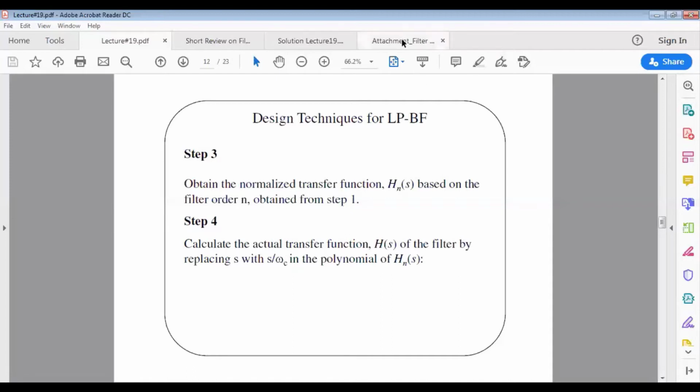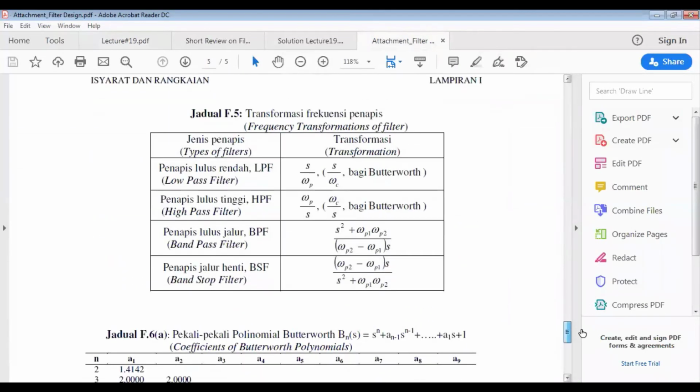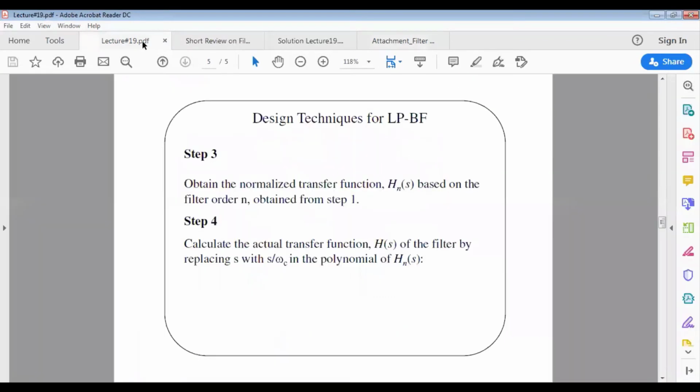If your filter is a high pass filter, the transformation shall be omega C over S. Since we are using a low pass filter, the S terms in your normalized transfer function shall be substituted by S over omega C. If you are using a high pass filter, the S terms in your normalized transfer function shall be substituted by omega C divided by S. Hopefully you understand this step number 4.